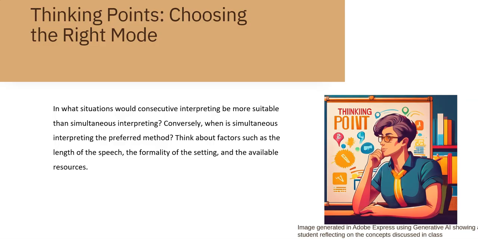Here's another thinking point, and I'm using AI more. In some of the PowerPoints I use images generated through Adobe Express or maybe some other AI programs. So here I wanted you to think, in what situation would consecutive interpreting be more suitable than simultaneous interpreting? Simultaneous is almost at the same time. And again, consecutive is when you leave a pause and you're processing the information. So I want you to think when it would be more suitable, or the other way around.